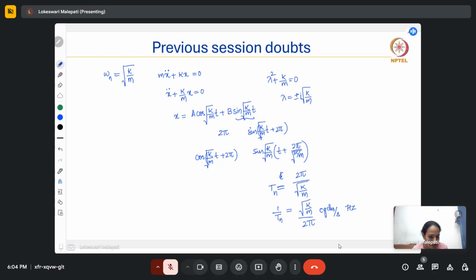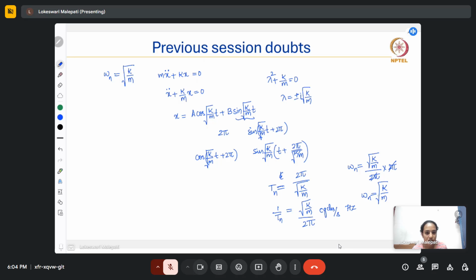So that we can simply do by converting these cycles into radians. One cycle is equal to 2 pi radians, right? So we'll have the angular frequency as square root of k by m divided by 2 pi multiplied by 2 pi. So this way we have the angular frequency as root k by m.